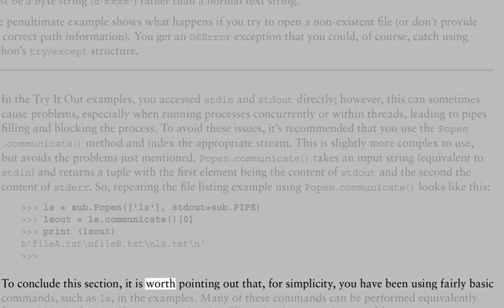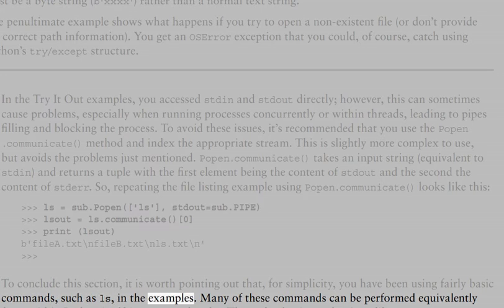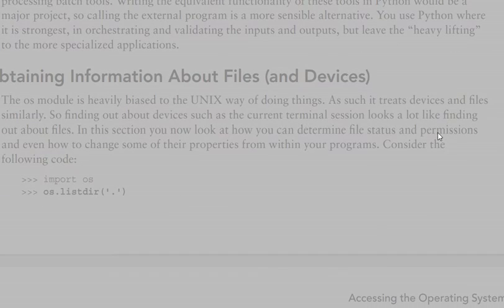To conclude this section, it is worth pointing out that, for simplicity, you have been using fairly basic commands, such as ls, in the examples. Many of these commands can be performed equivalently from within Python itself, as you see shortly. The real value in mechanisms like subprocess.call and Popen is in running much more complex programs such as file conversion utilities and image processing batch tools. Writing the equivalent functionality of these tools in Python would be a major project, so calling the external program is a more sensible alternative. You use Python where it is strongest, in orchestrating and validating the inputs and outputs, but leave the heavy lifting to the more specialized applications.